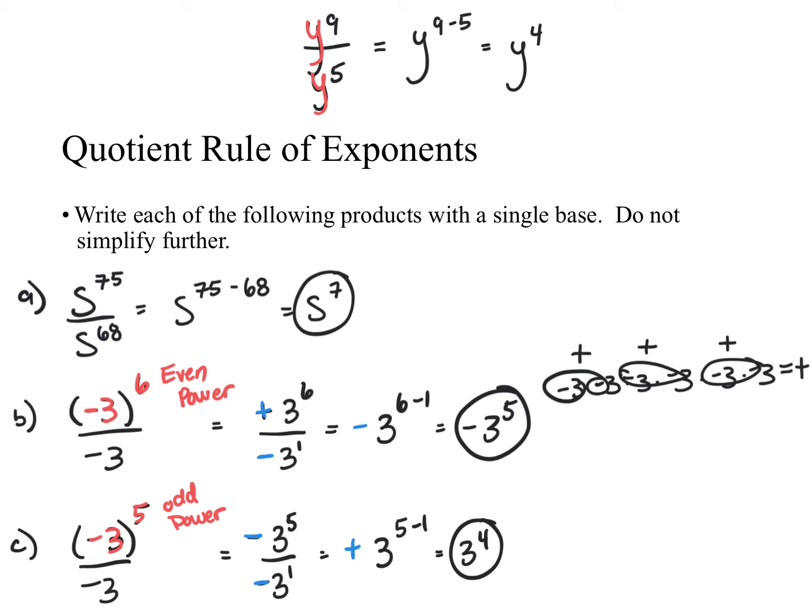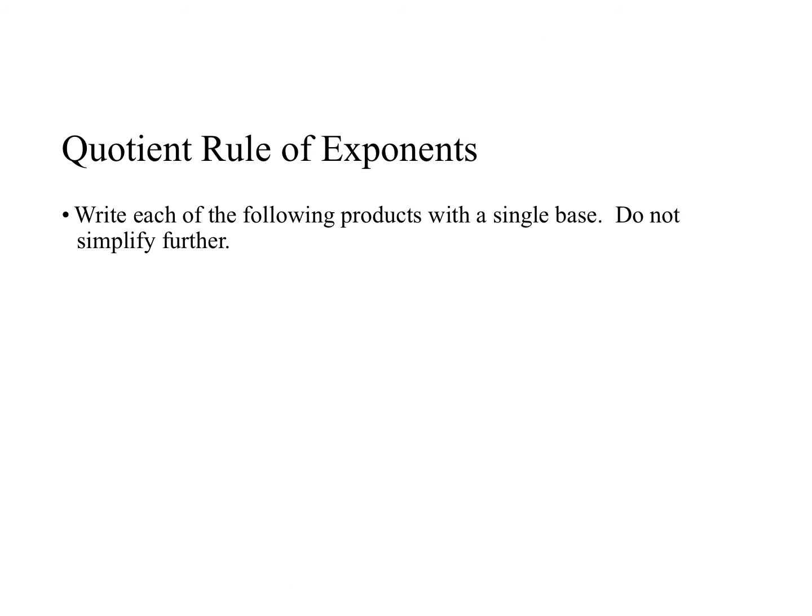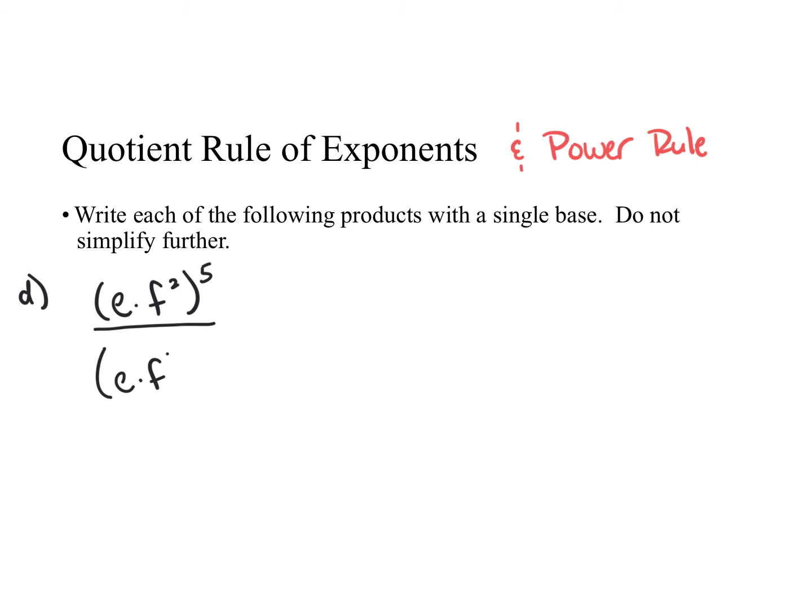Okay, let's take a look at one more example. In this example, we're going to use the quotient rule, but we'll also take a look at the power rule. So let's call this example D. Let's suppose we have e times f to the 2nd power, raised to the 5th power, divided by e times f to the 2nd power, raised to the 3rd power. So let's just focus on the numerator for right now. Notice that in the numerator you have e to the 1st times f to the 2nd.